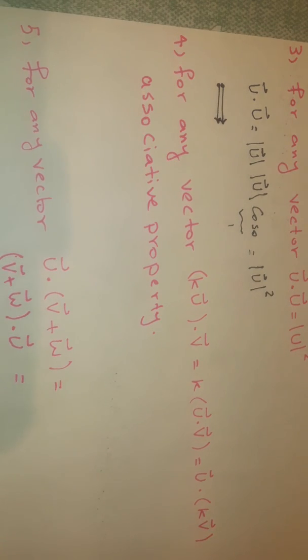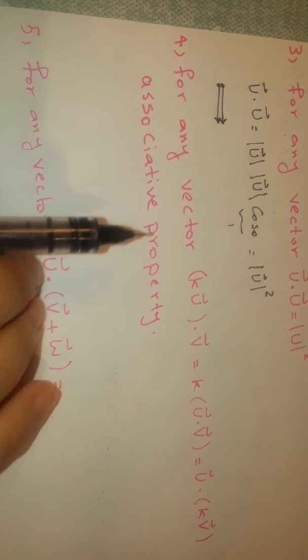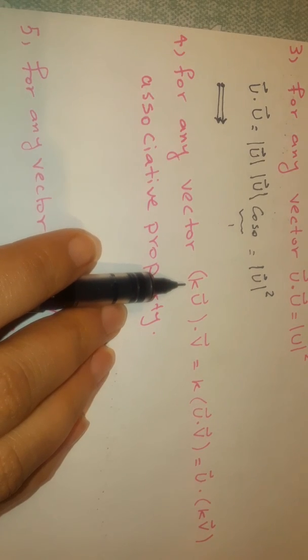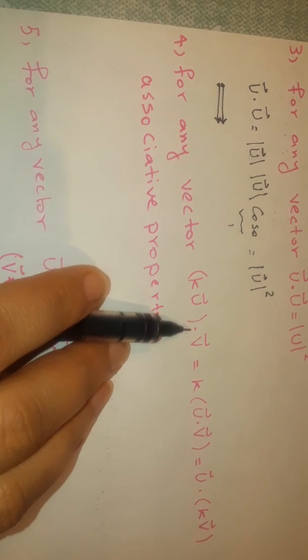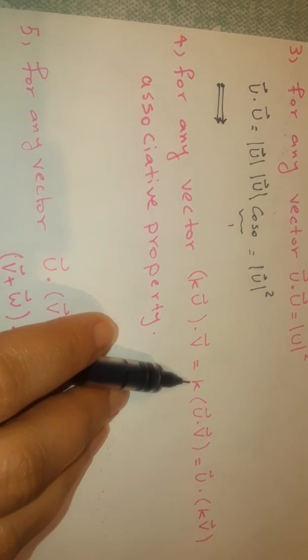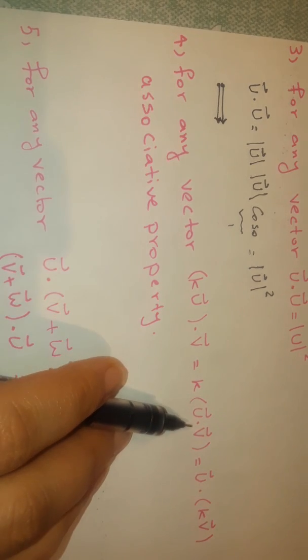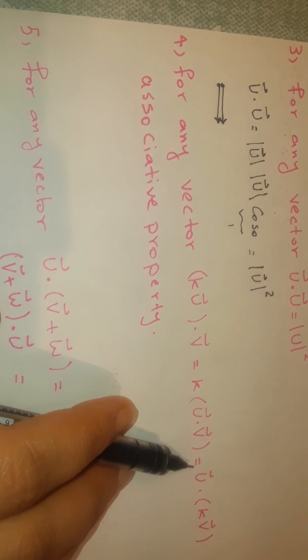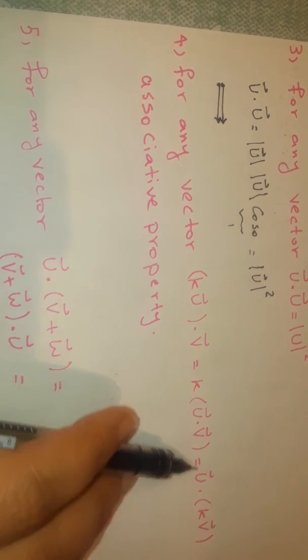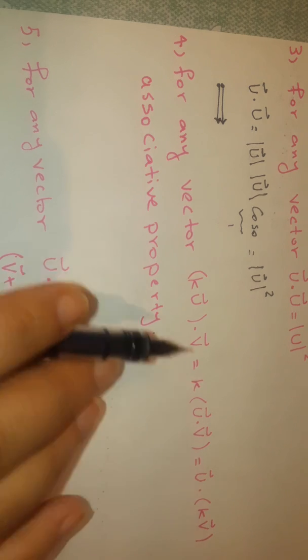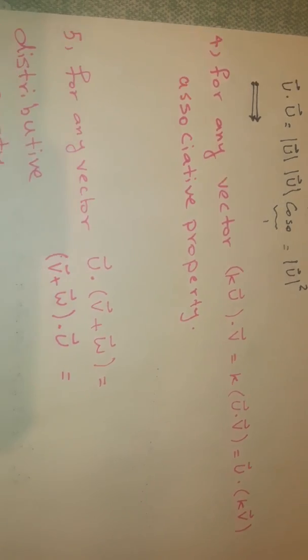So for any vectors, this is the associative property. Here k is a constant. K multiplied by the vector u dotted to vector v, you can bring the k out of that and then just say simply k times u dotted to v, or you can bring the k beside v and say u dot k multiplied by v. So this is the associative property.